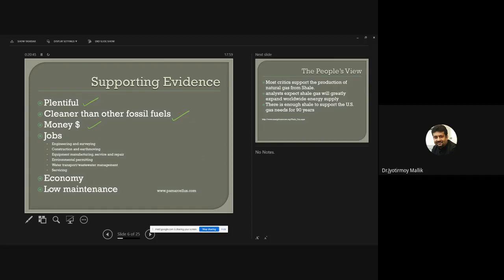It creates a lot of jobs because you drill a lot of wells: engineering, surveying, construction, earth moving, equipment manufacturing, service repair, environmental permitting, water transport, wastewater management, servicing. It's good for the economy. It's low maintenance. So these are all good things about shale gas, or for that matter any unconventional reservoir.